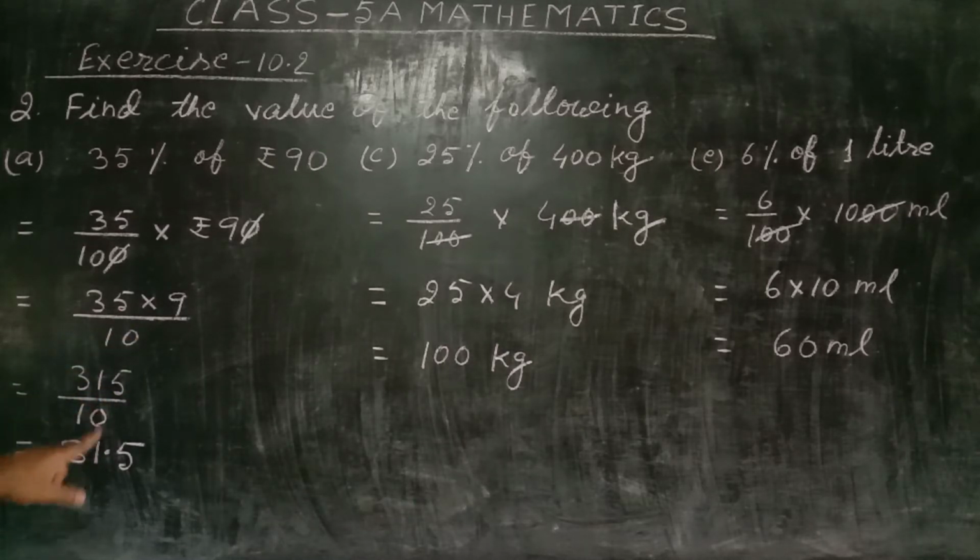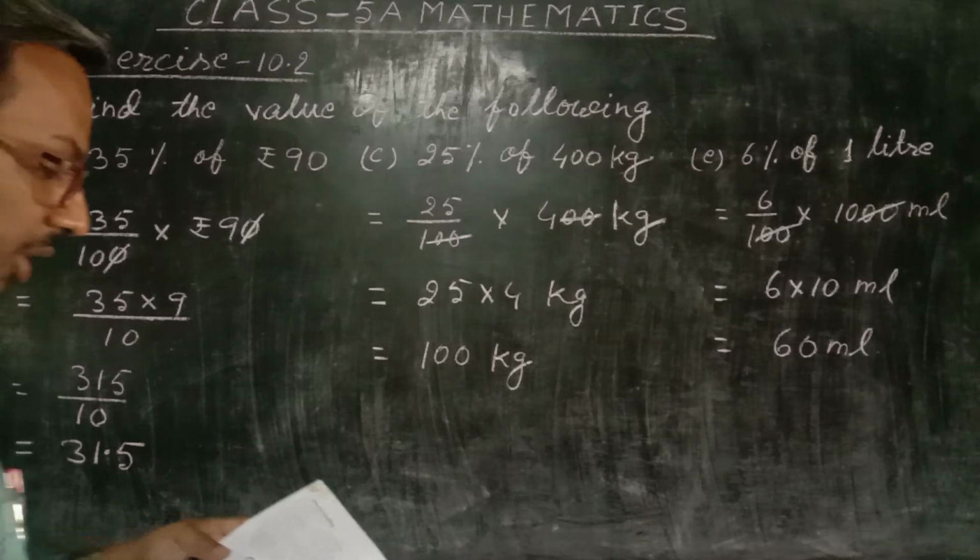So for this 10, you keep the decimal after one digit. You keep the decimal after one digit counting from the right hand side. You count from the right hand side, take the first digit, keep the decimal before this. The first digit here is 5. Before 5 you keep the decimal, answer became 31.5.